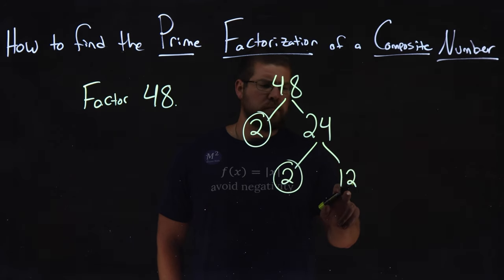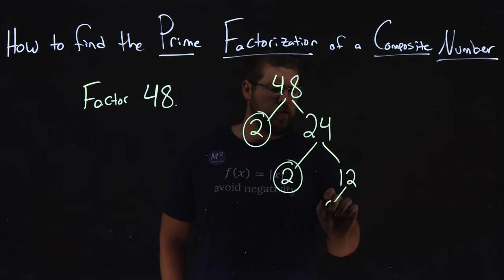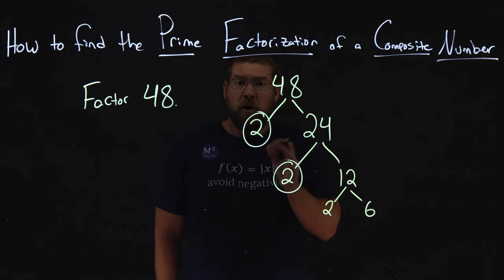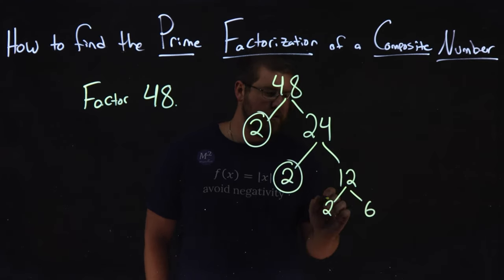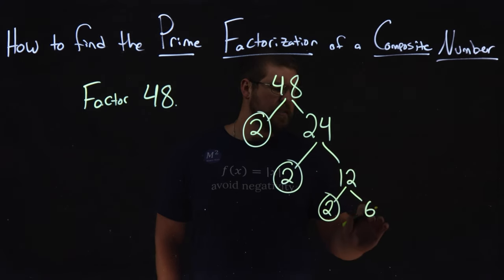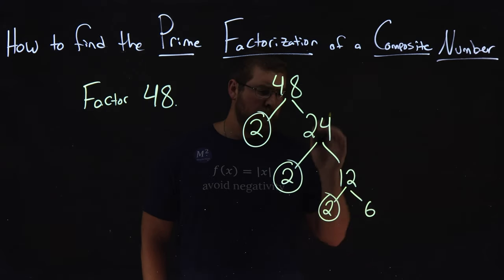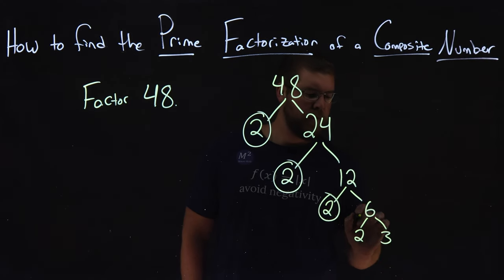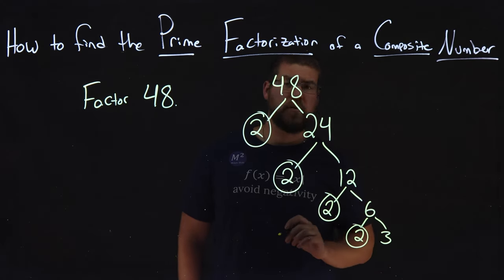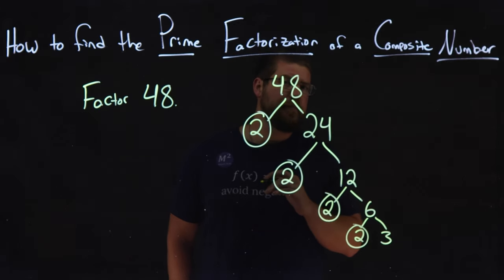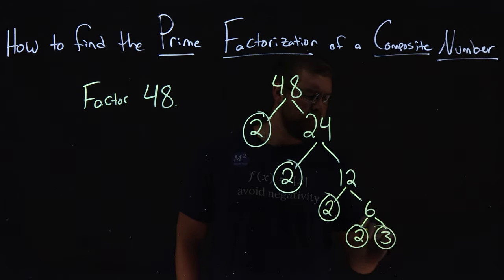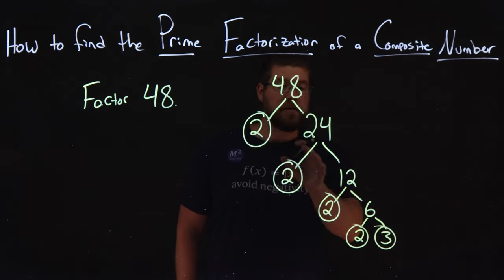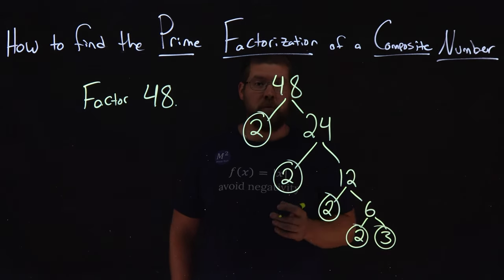What about 12? 12 is a good 2 times a 6, right? Are any of these prime? Yes, 2 again is prime, and 6 is not. Break down 6. 6 is 2 times 3. We already know 2 is prime here, so we can circle that. And 3 is also prime. And so now we've broken this number down to all the prime numbers that are multiplied to get the 48.